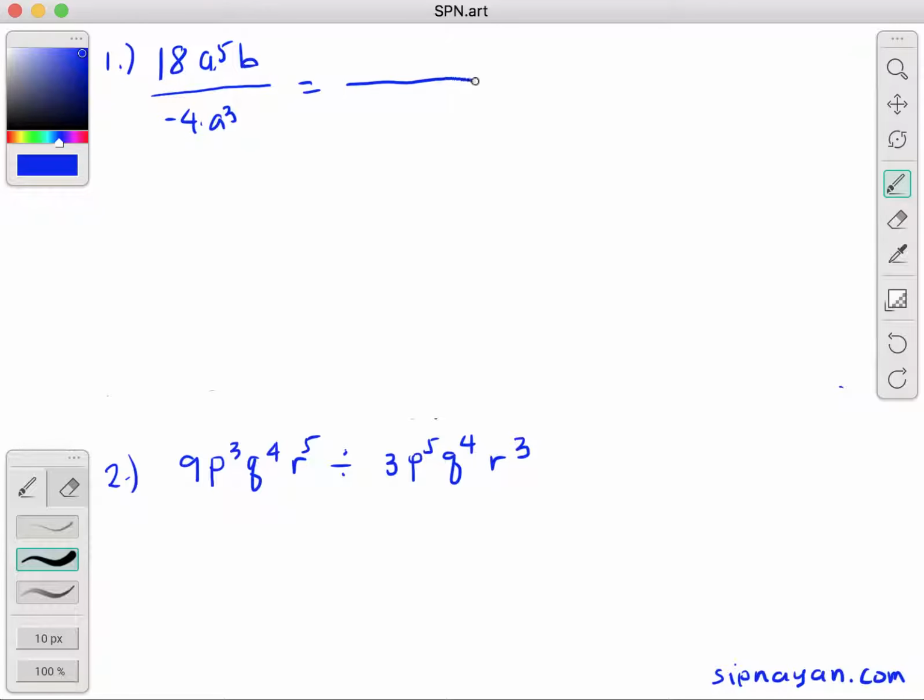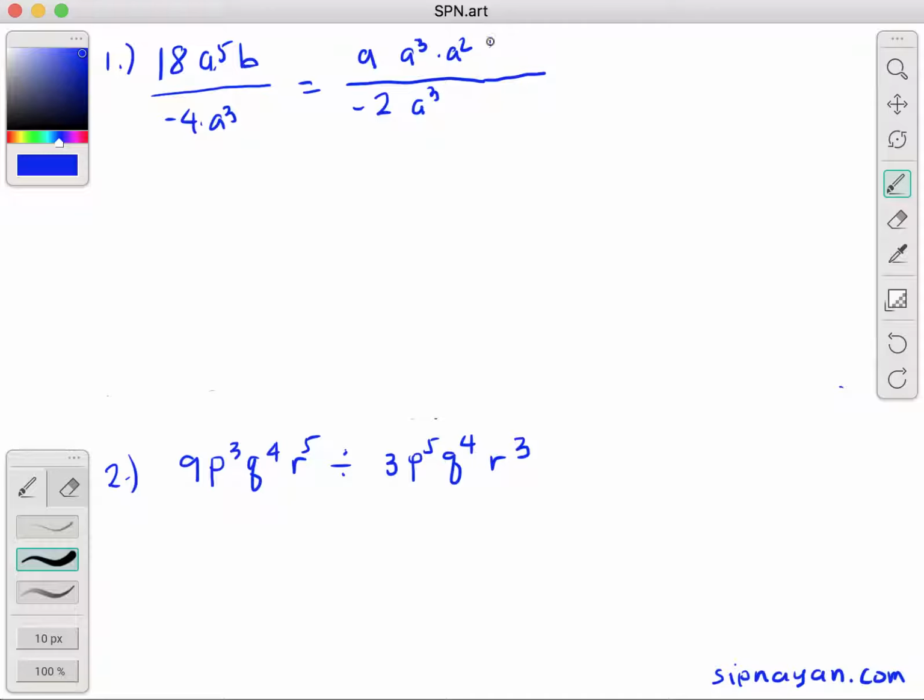Simulan muna natin yung number. If we divide 18 by 2, we have 9. And if we divide negative 4 by 2, we have negative 2. Tapos yung a to the 5th, alam natin na ang a to the 5th ay a cubed times a squared. The reason kung bakit tayo may a cubed is meron tayong a cubed sa baba. Mas maganda kung mapaparisa natin yung mas maliit na exponent para pwede tayo mag-cancel.